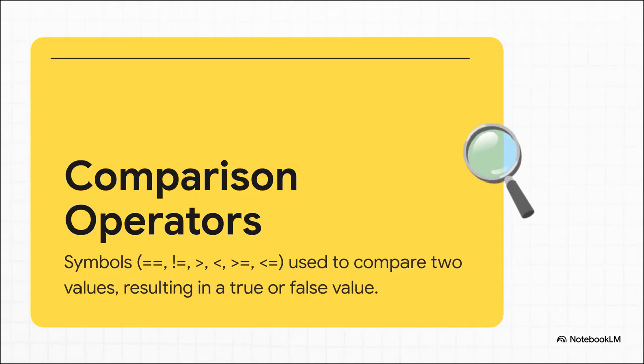Okay, now we're getting to the real brains of our programs, the comparison operators. These are your decision makers. They don't give you a number back. Instead, they give you a simple answer, true or false. This is literally how your code asks questions and makes choices. Every single if statement you write depends on these.